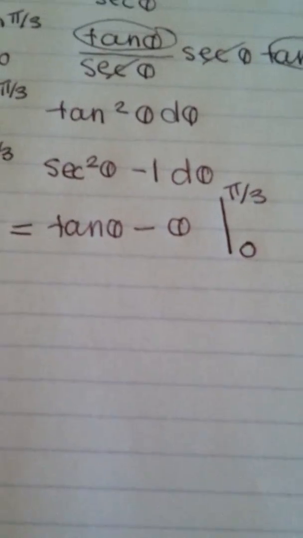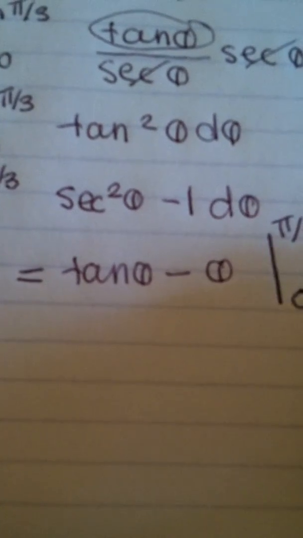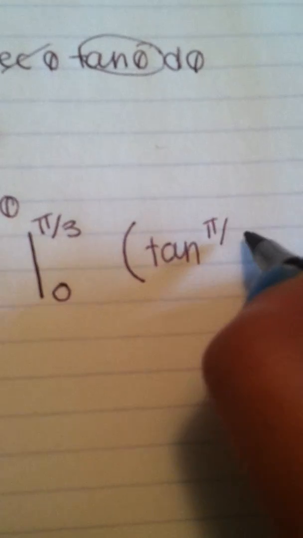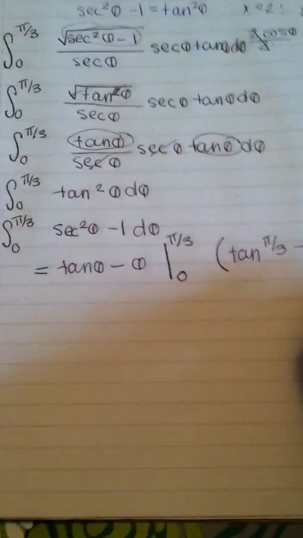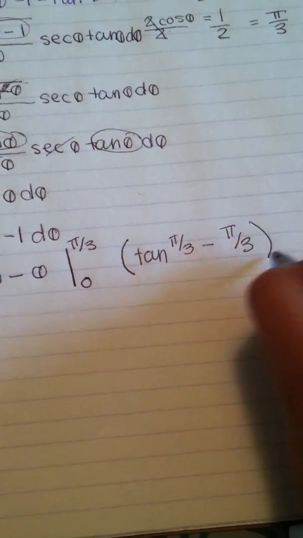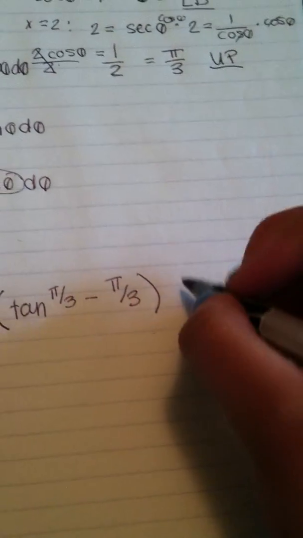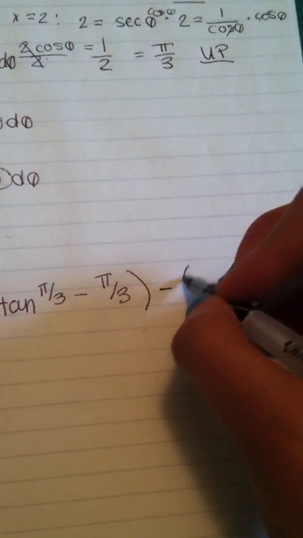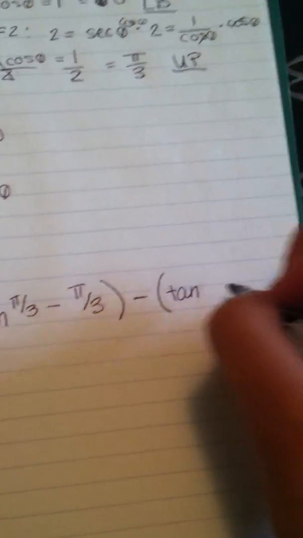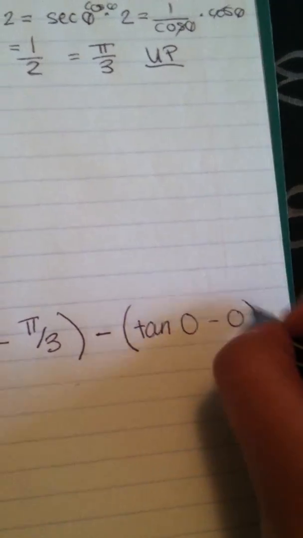So evaluating this expression, we have tangent of pi over 3 minus pi over 3, and we're using the upper bound first, minus tangent of 0 minus 0.